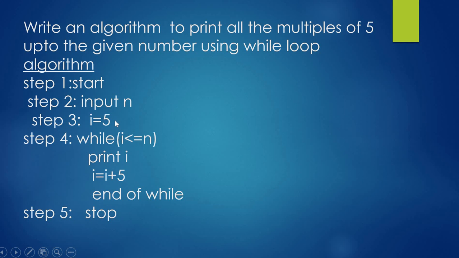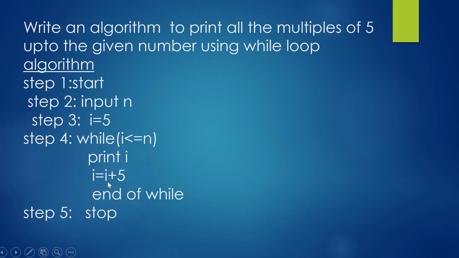That is, suppose n is equal to 20. Then what's happening? First I is equal to 5. Then 5 less than or equal to 20, so it is printing 5. Then value of I is 5 plus 5, that is 10. 10 less than or equal to 20, so it is printing 10. Then I is 10 plus 5, that is 15. 15 less than or equal to 20, so it is printing 15. I is equal to I plus 5, that is 20. 20 less than or equal to 20, so it is printing 20.